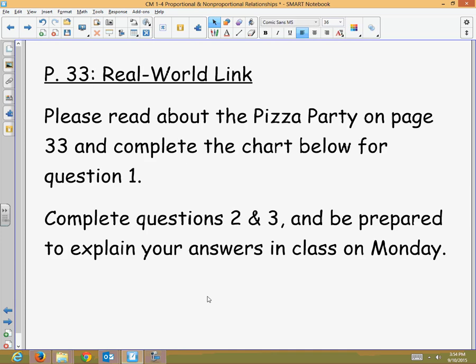All right, so to begin on page 33, I would like you to do the real world link to warm you up for this lesson. This is about a pizza party and it starts on page 33. First, I'd like you to complete the chart for question 1 and then go on to complete questions 2 and 3. Please be prepared to explain your answers in class on Monday when we return. Go ahead and pause the video to complete the real world link.